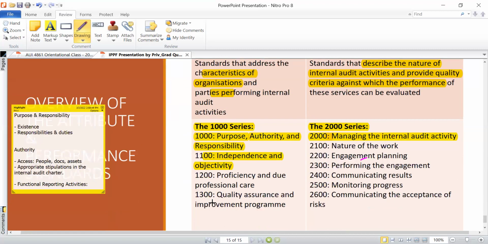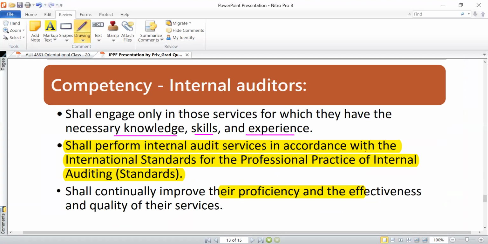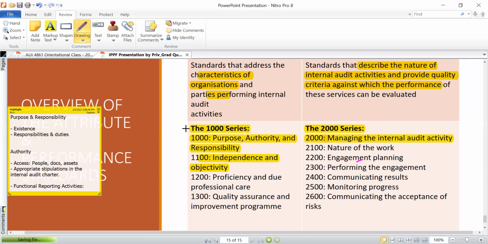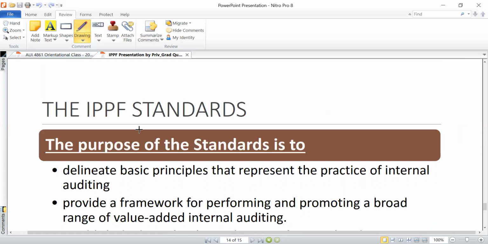IPPF Standard 1300 is an attribute standard dealing with the quality assurance and improvement program. It communicates that we are expected to perform our services in accordance with the standards, and to continually improve our proficiency and effectiveness as internal auditors and the quality of our work. So that aspect or rule of conduct of the competency principle of the IIA Code of Ethics speaks not only to 1300, on quality assurance and improvement program, but also to Standard 1200 on proficiency and due professional care. Now, that was to explain to you the 4 principles of internal auditing and the rules of conduct therein.